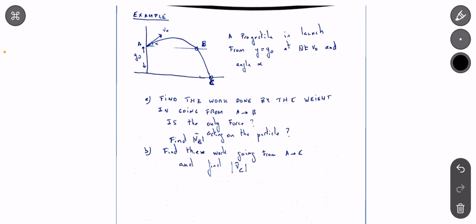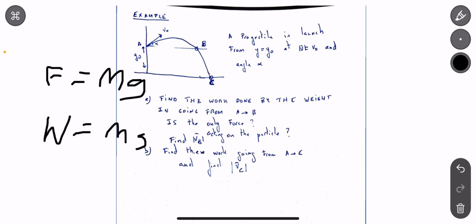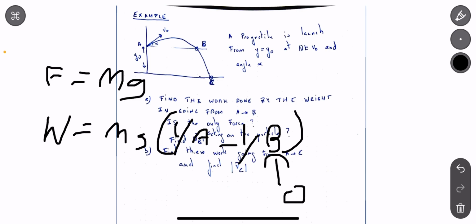So we know that F is also equal to mg, and we know that the work is mg times ya minus yb, and we know b is 0, right? So when we plug this in, we know that this is going to be positive because it is going upwards, right?